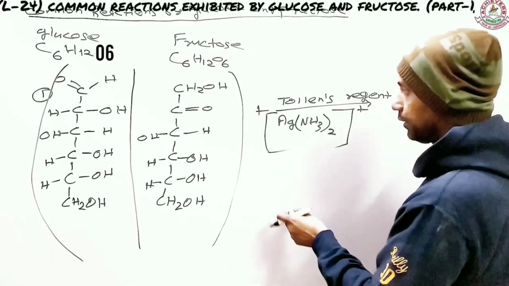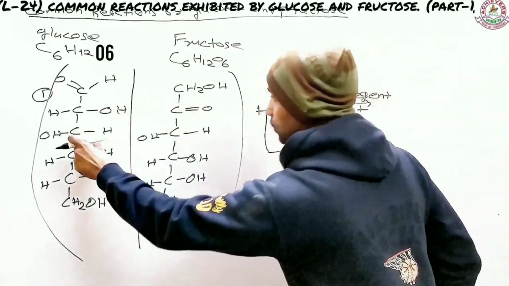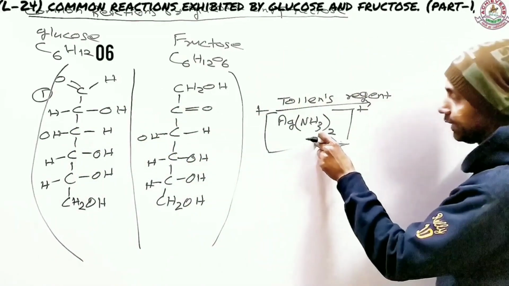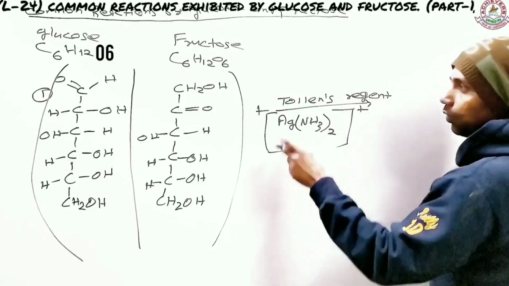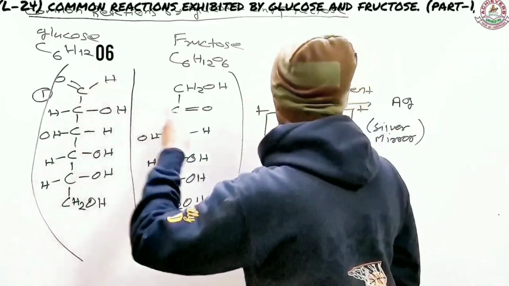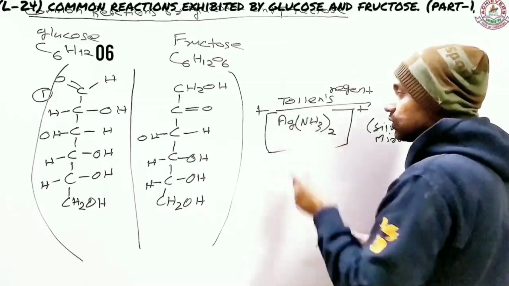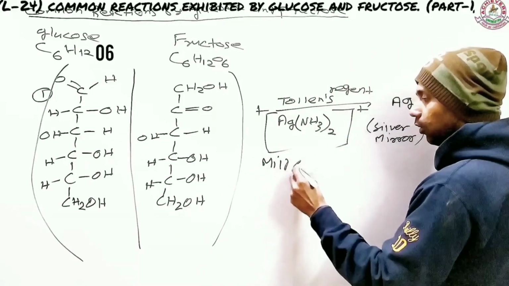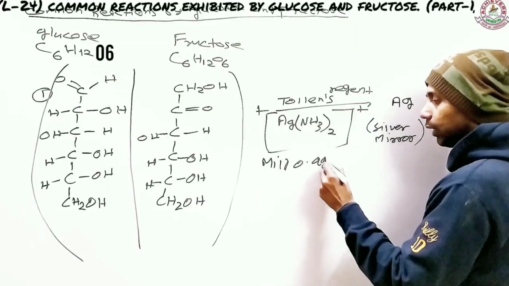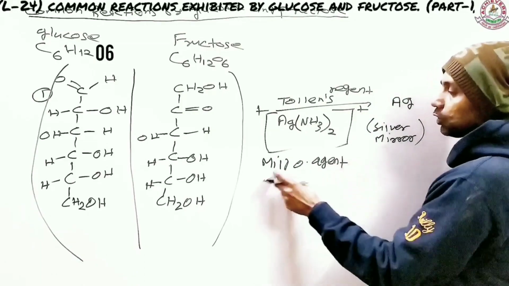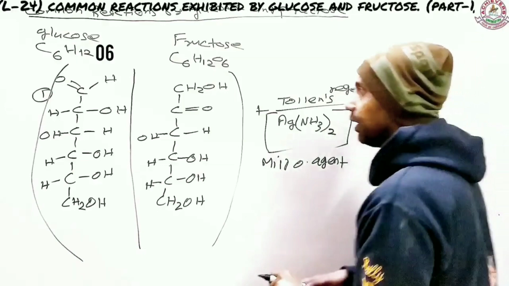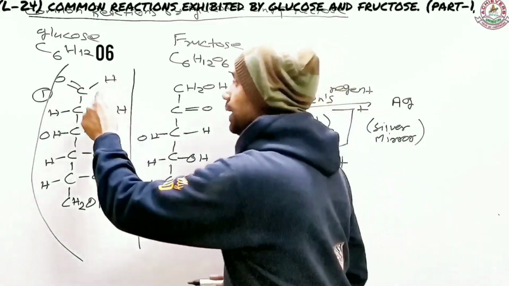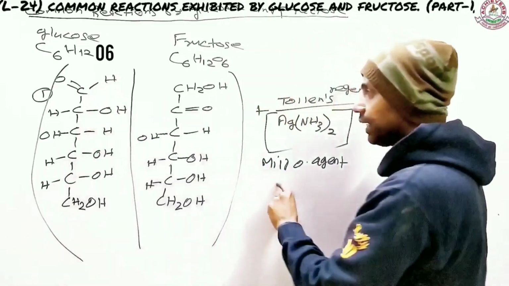So what is happening here? Either glucose or fructose reacted with this Tollens reagent. What happened? Pay attention here. Since this is a mild oxidizing agent, let me write here again, this is a mild oxidizing agent. You have to pay attention, this is very important. So this is a mild oxidizing agent. So what will happen? The aldehyde will oxidize into carboxylate. This aldehyde will oxidize into carboxylate, right?